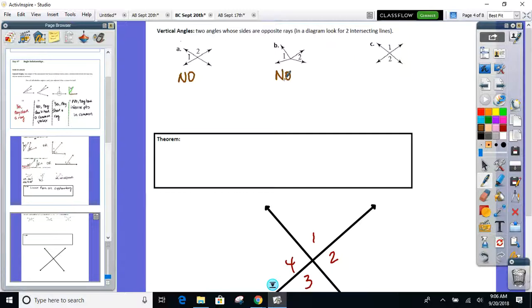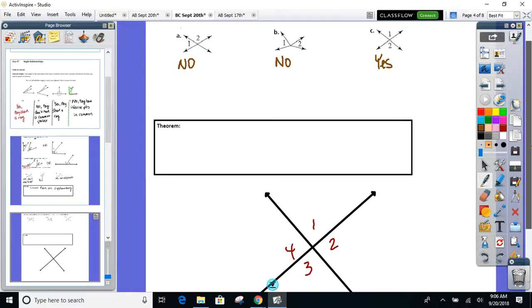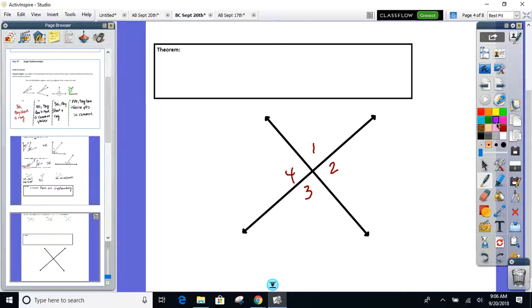And how about C? Yes, those are vertical angles. All right, what's so special about them that they have to have a theorem? You guys are going to find out for me. And this is not drawn to scale.